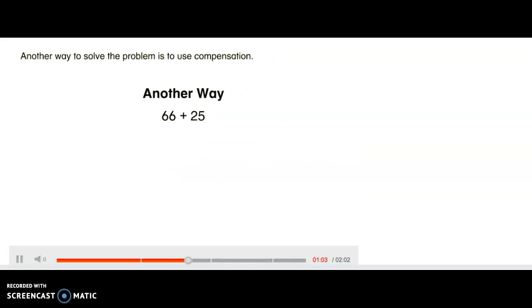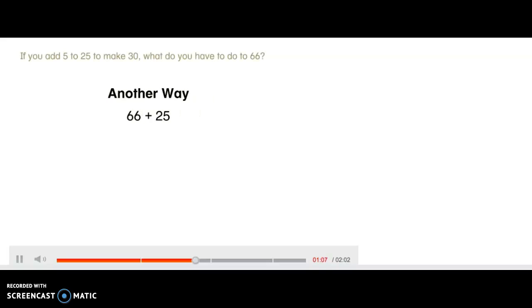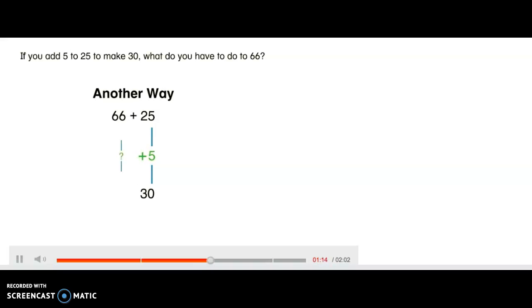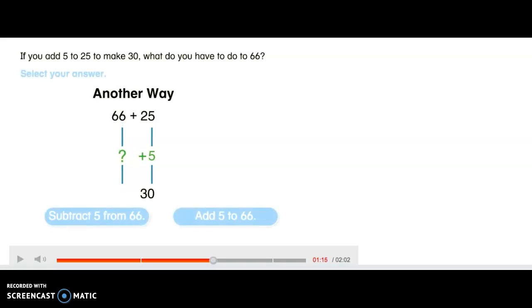Another way to solve the problem is to use compensation. If you add 5 to 25 to make 30, what do you have to do to 66? Select your answer.